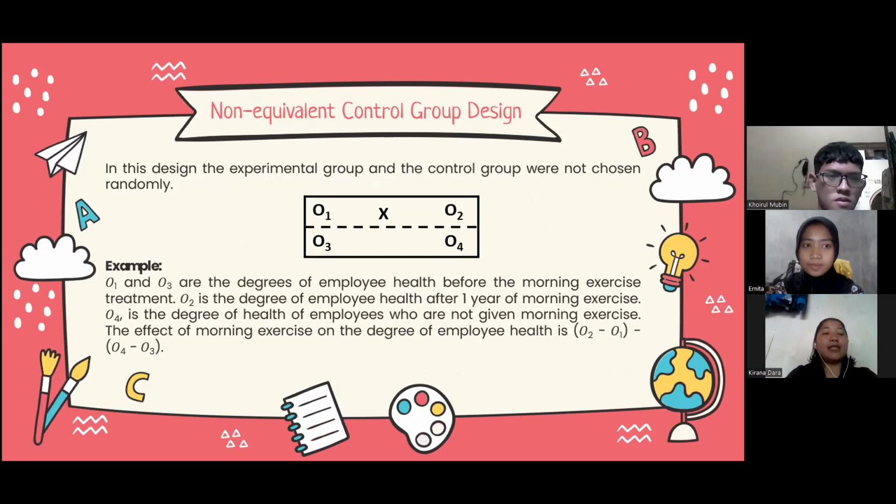In this design, the experimental group and the control group were not chosen randomly. For example, O1 and O3 are the degrees of employee health before the morning exercise, and O2 is the degree of employee health after 1 year of morning exercise. O4 is the degree of health of employees who are not given morning exercise. The effect of morning exercise on the degree of employee health is O2 minus O1 minus O4 minus O3.